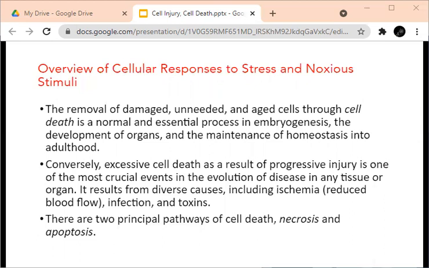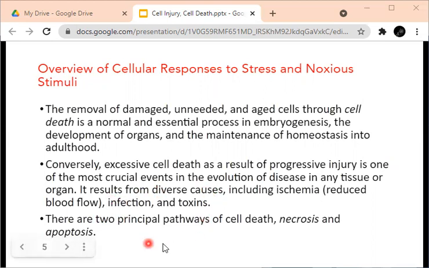However, when there is excessive cell death as a result of injury, it is one of the more crucial events in the evolution of disease. It results from diverse causes including ischemia. So, kagaya nung example natin earlier, myocardial infarction. Ischemia is a form of injury because there is reduced blood flow. Ischemia will eventually result to infarction when there is talaga complete blockage of the blood vessel. And also cell death can be due to infections and toxins.